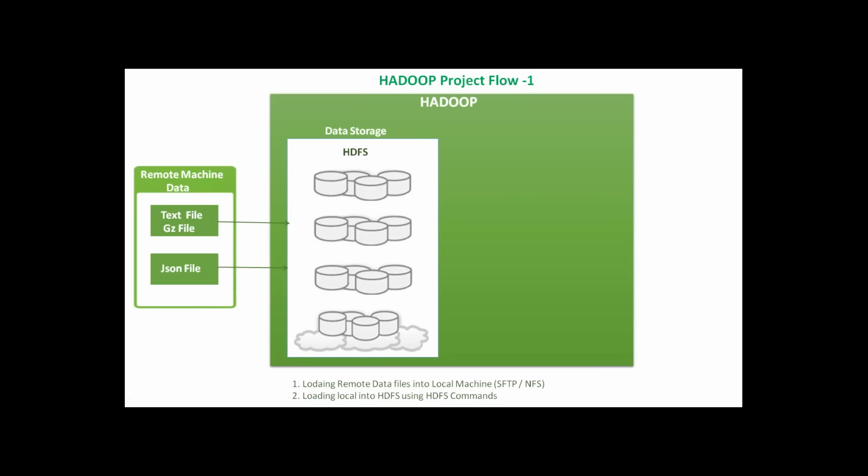First is loading remote data files into the local machine by using SFTP or NFS. SFTP is a kind of file transfer protocol, where S means secure, and if you want to move large files, we can move them. NFS is very good compared to that. It's a kind of mounting, so physically it won't have the data. It will just mount to the remote machine, and whenever we need data, it will pick it up and load the data. These are the two tools we mainly use for moving remote data to the local machine.